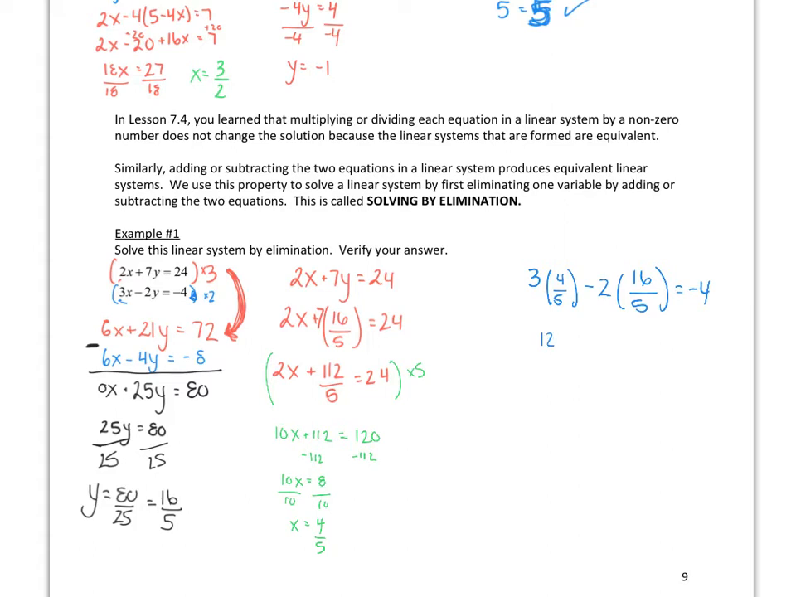3 times 4 is 12 over 5 minus 32 over 5 is equal to -4. 12 take away 32 is -20 over 5, which equals -4. And -20 divided by 5 is -4. So we've done this correctly.